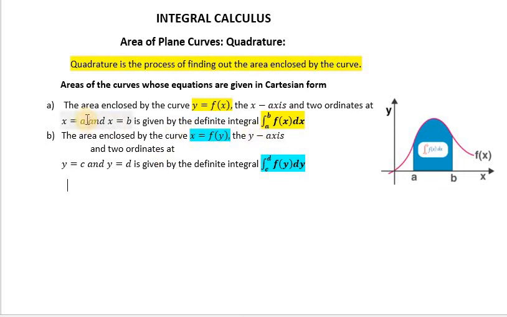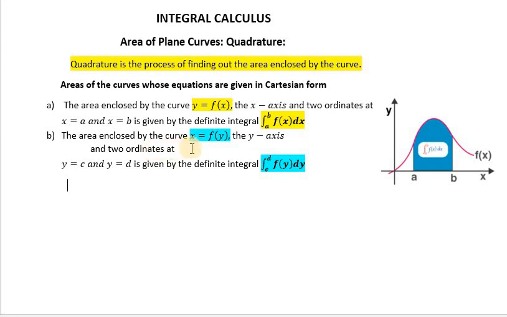So we have the area enclosed by the curve y is equal to f of x and the x-axis and two ordinates at x is equal to a and b is given by the definite integral a to b of f of x dx. See, from the figure, y is equal to f of x is this curve and the ordinates x is equal to a and x is equal to b, and the x-axis. See, the area enclosed between is the shaded area. So that is equal to integral a to b f of x dx.